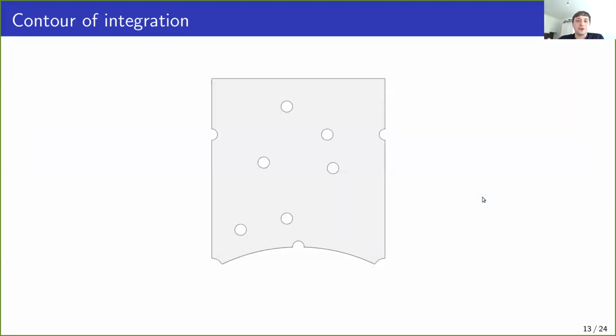So the contour of integration is given in this picture. So what happens here is we take the fundamental domain, we cut it at some sufficiently large height, such that there are no zeros higher than that.